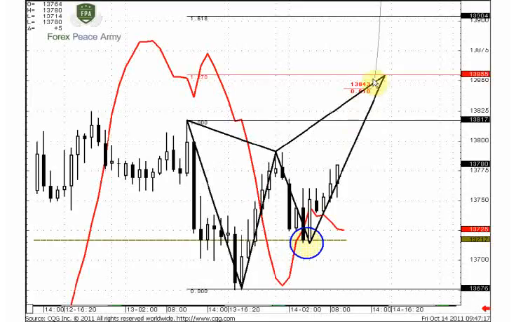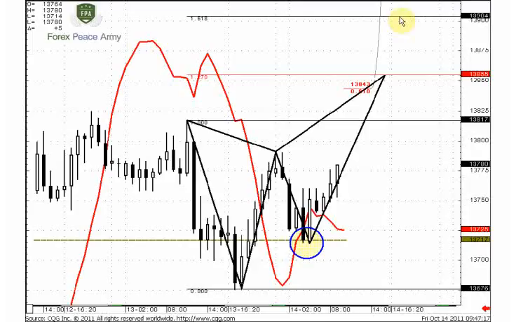The second target that could be achieved by, for instance, an upward surprise in the retail sales data, market could accelerate further to that area, 139, 139.12, somewhere to that area. That is the next target. So that's the current view on the market.